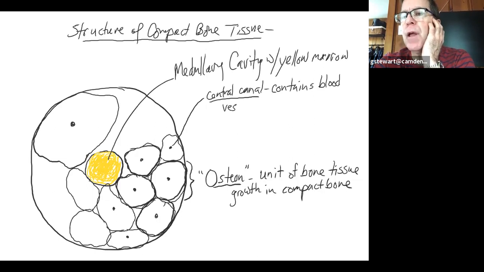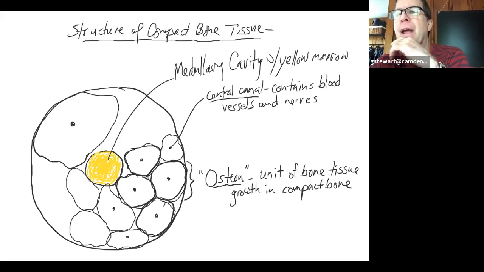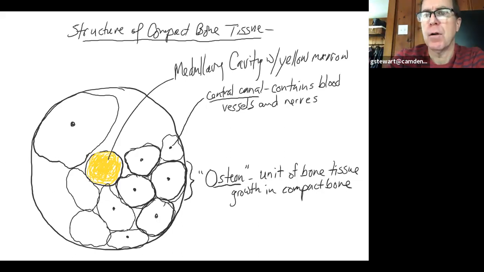So our blood vessels, our arteries and veins, and our nerves and bone tissue are literally running through these central canals. And they branch into smaller branches of vessels and nerves. But each of these, I'm going to enlarge this central canal. Each of these central canals contains vessels and nerves.